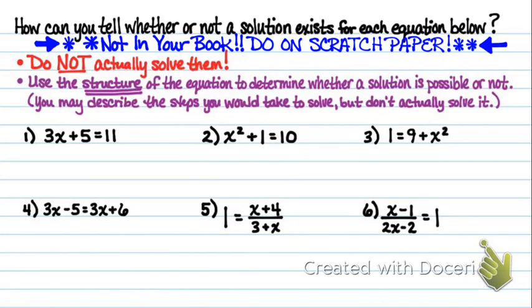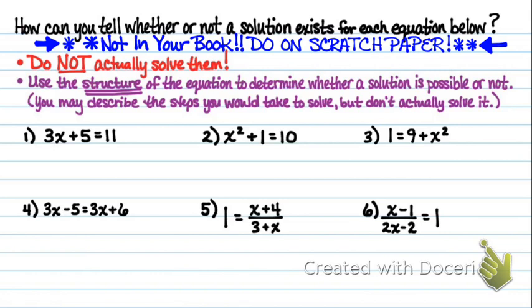All right, guys. I'm curious. Talk to me about these. Again, we're not actually going to solve them. We're going to talk about whether or not it's possible to solve them, and we're going to refer to the structure of it. So, what operations are happening? If you were going to undo them, are you allowed to do that? That's what I mean by looking at the structure here, okay?